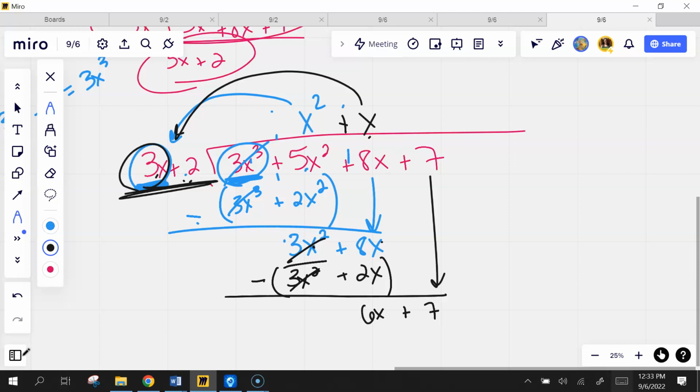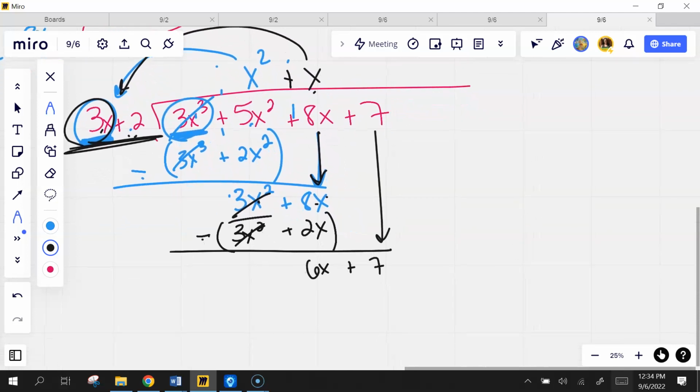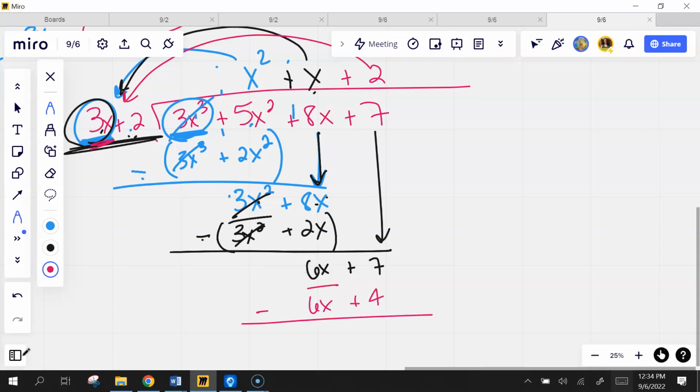Well, I'm still not quite done. I brought it down. 8x minus 2x, I subtracted, 6x. So now I'm going to do it again. What do I multiply 3x by to get 6x? 2. I multiply it around. 2 times 3x and 2 times 2. And I subtract all of this.